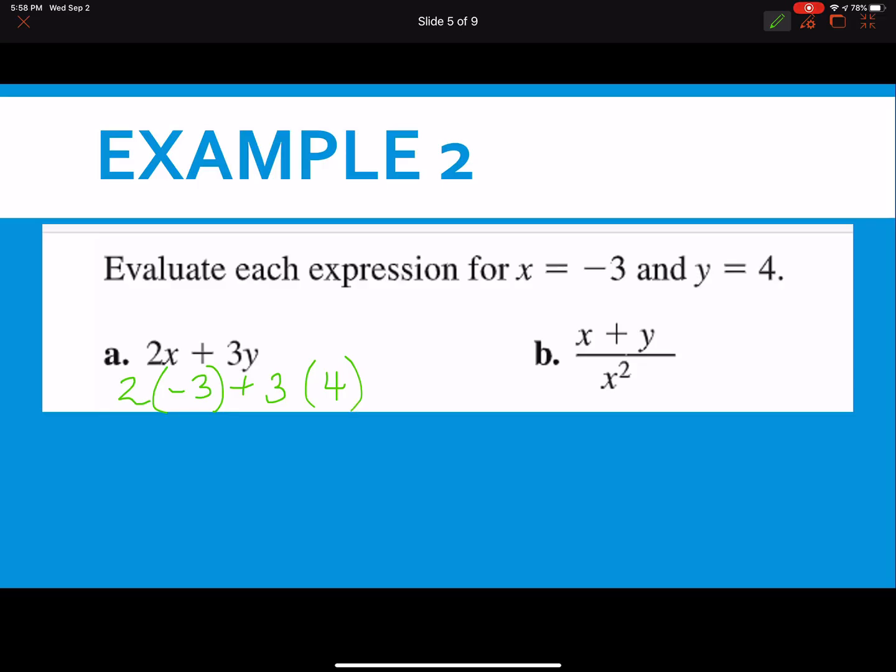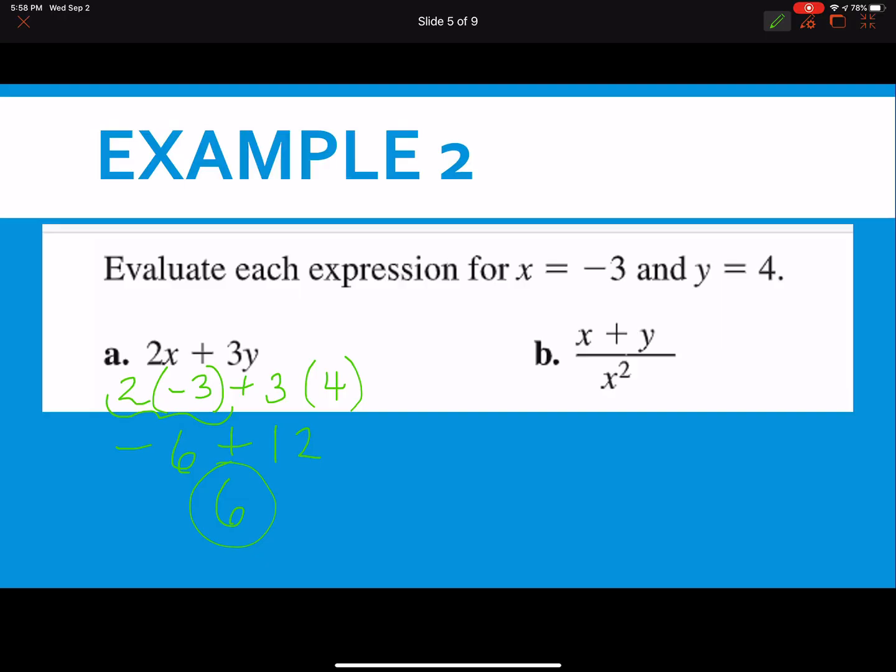Now I'm going to substitute 4 in place of y, and I have a new expression, 2 times -3 plus 3 times 4. And I'm just going to simply work from left to right on my multiplication. So I'm going to take 2 times -3 plus 3 times 4. Now I have -6 plus 12, which equals 6.